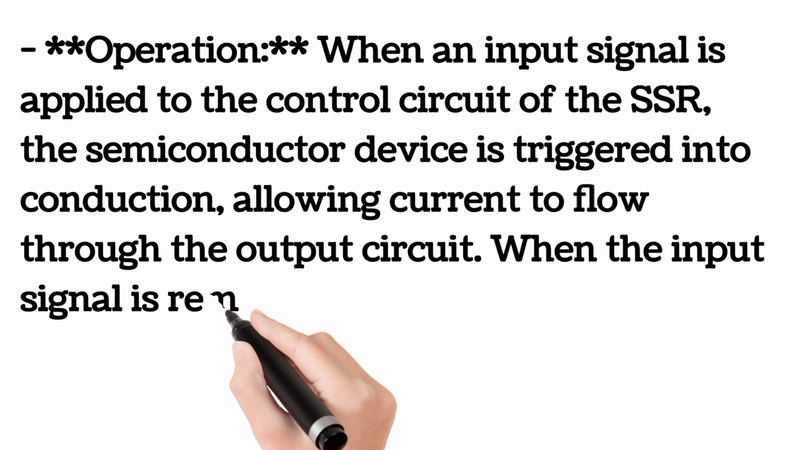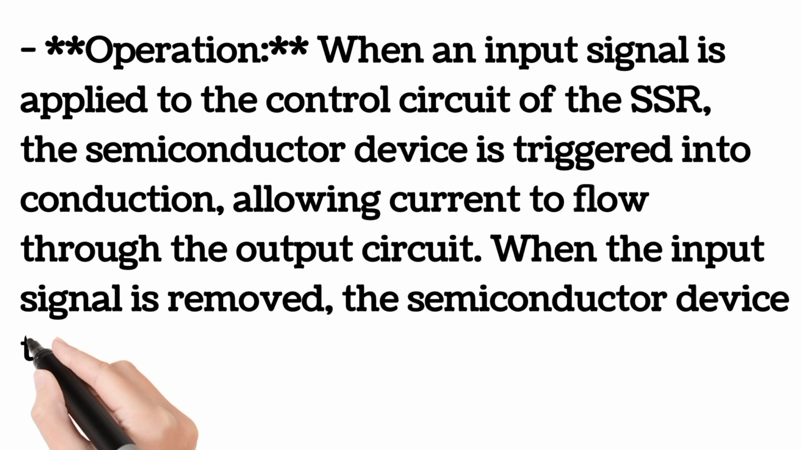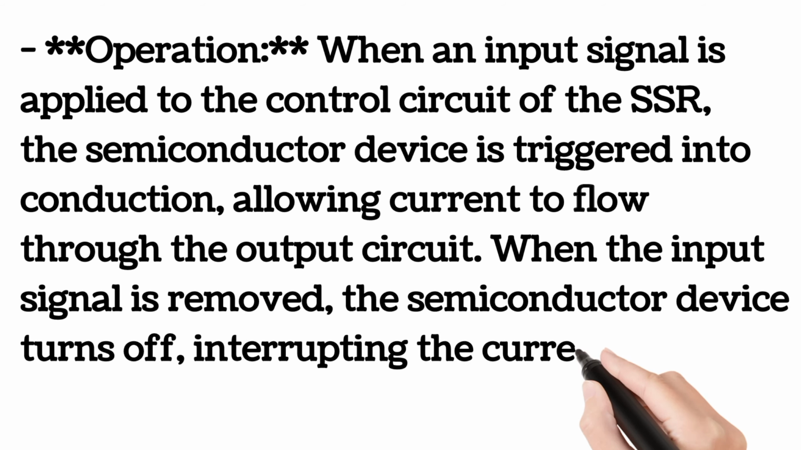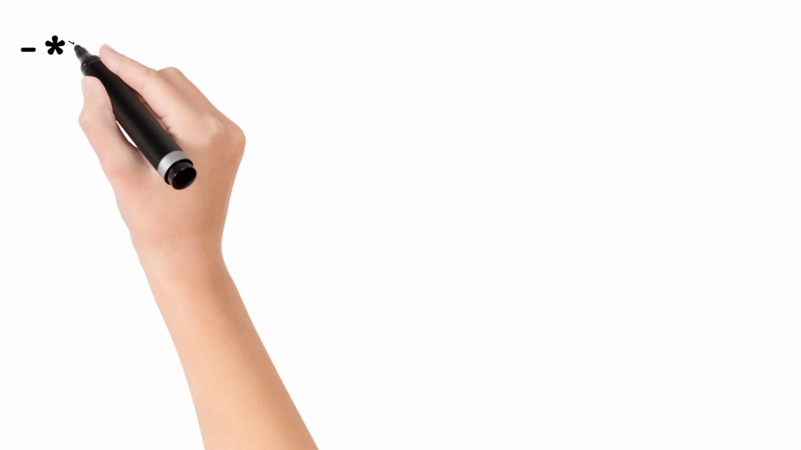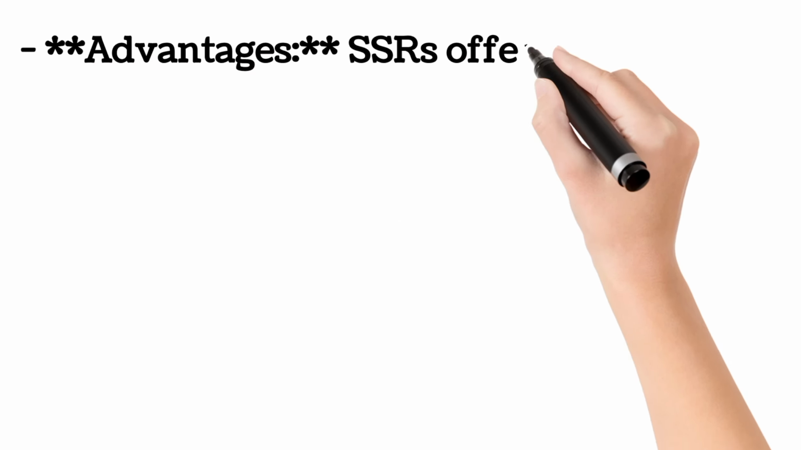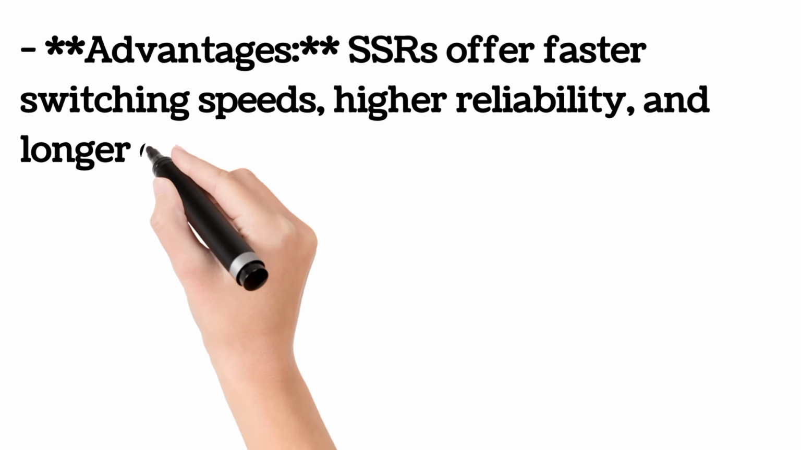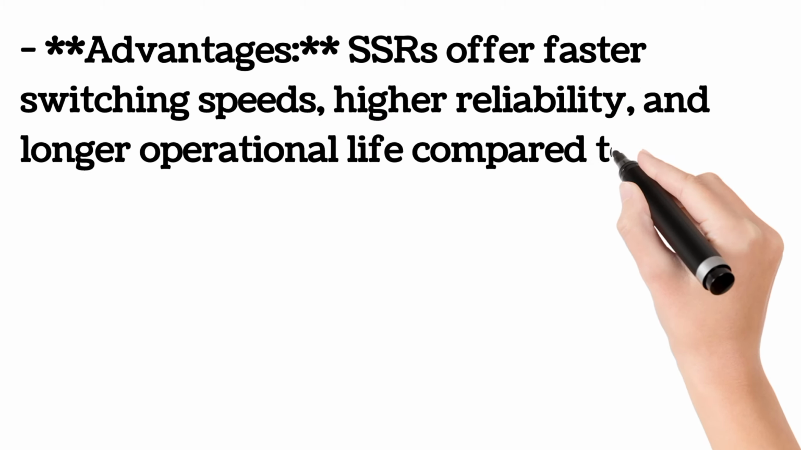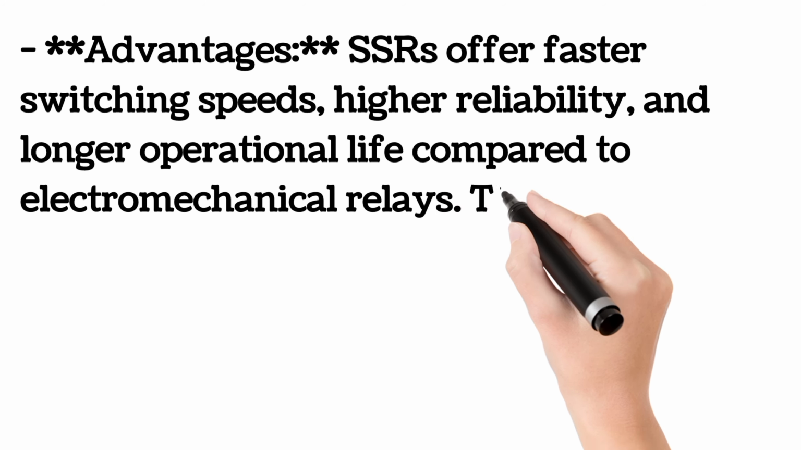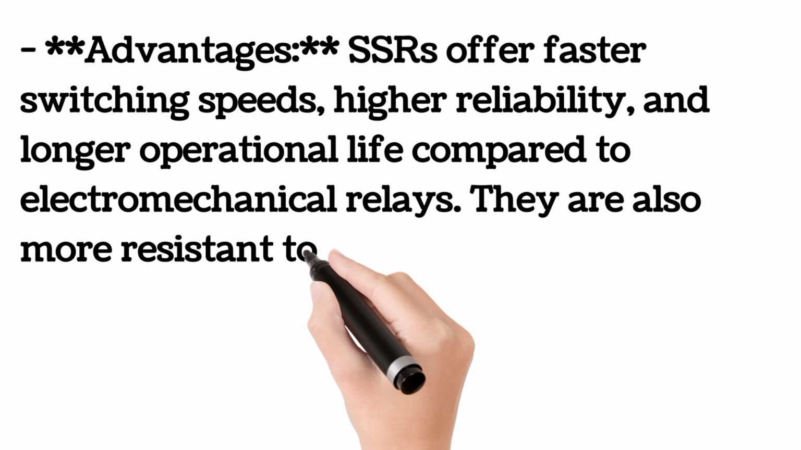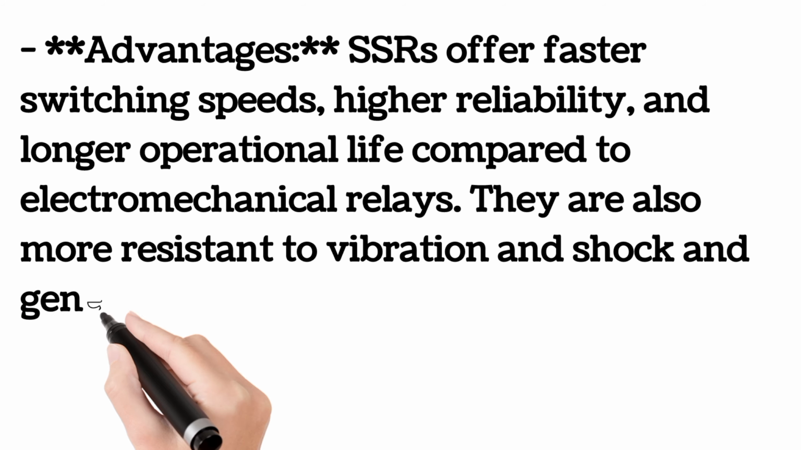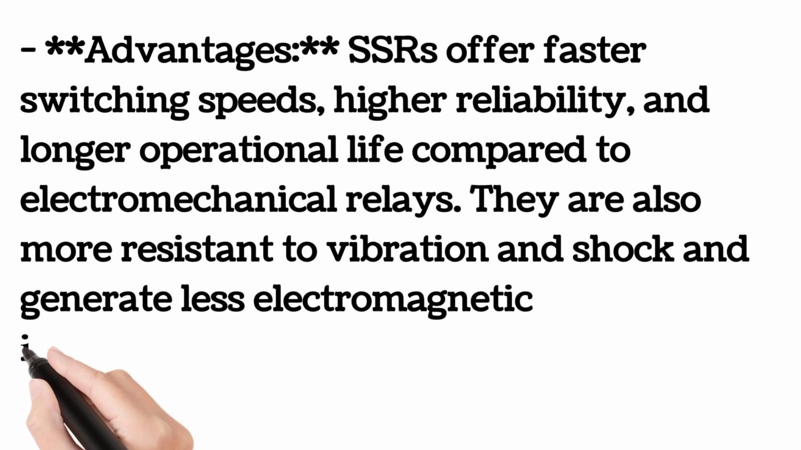When the input signal is removed, the semiconductor device turns off, interrupting the current flow. Advantages. SSRs offer faster switching speeds, higher reliability, and longer operational life compared to electromechanical relays. They are also more resistant to vibration and shock and generate less electromagnetic interference.